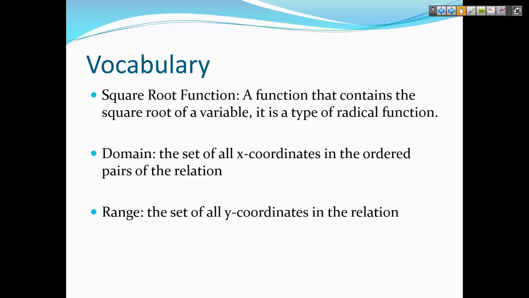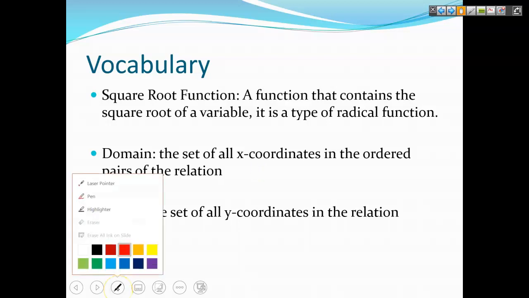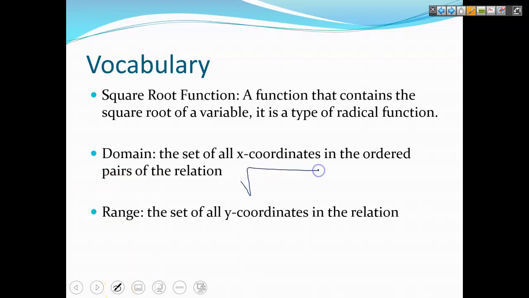We can find the domain by setting whatever is under the radical greater than or equal to 0. So you find the domain of a square root by setting whatever is under the radical greater than or equal to 0.